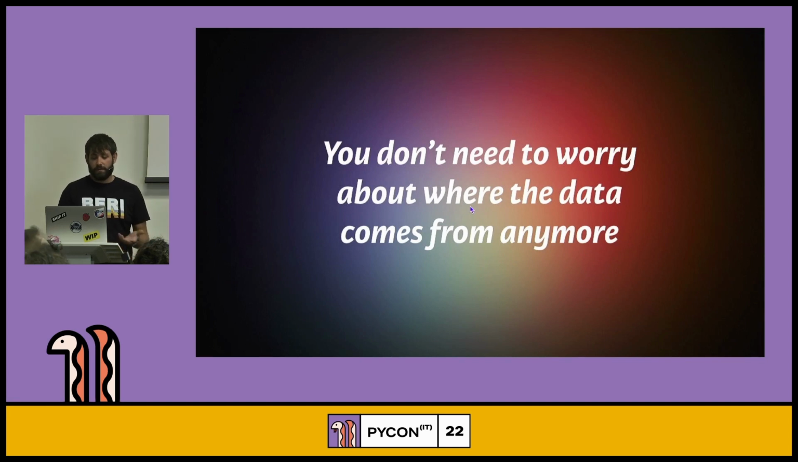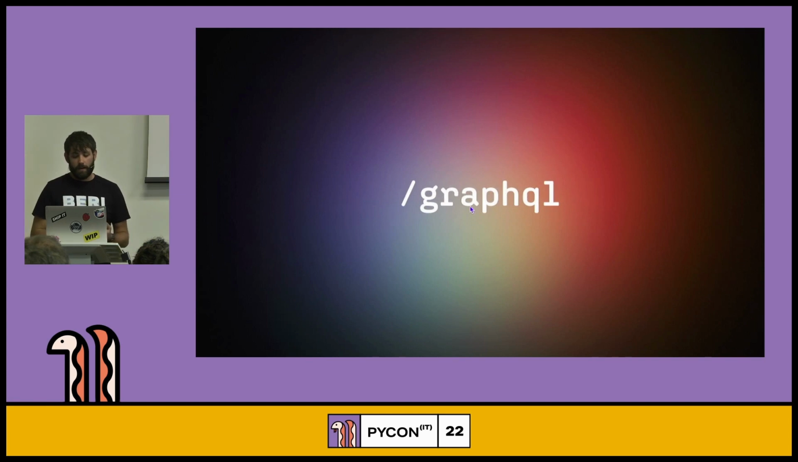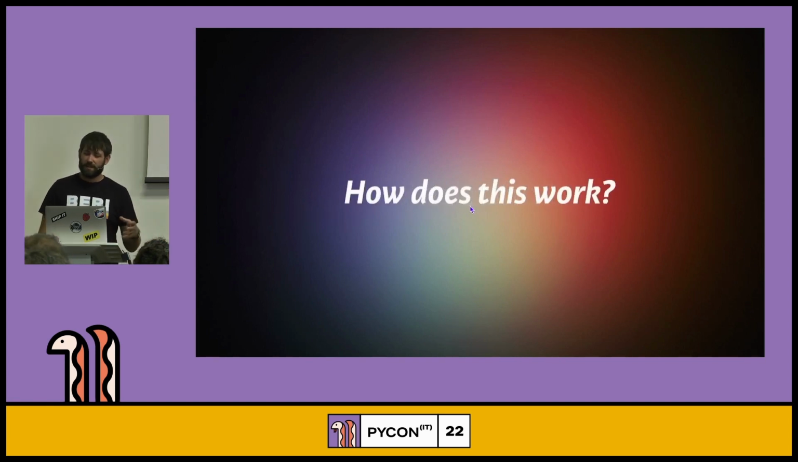As I mentioned, you don't need to worry about where the data is coming from anymore, because everything is handled by a server that knows where to get all the information. This usually works with a /GraphQL endpoint where you send this document, and then the server is going to do basically the magic to fetch all the data. So let's actually see how this works in more detail.